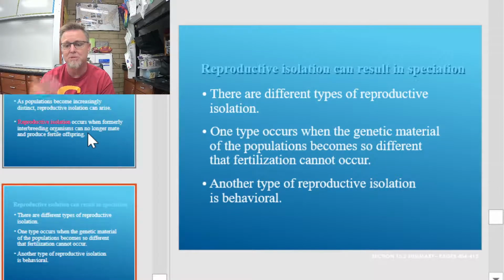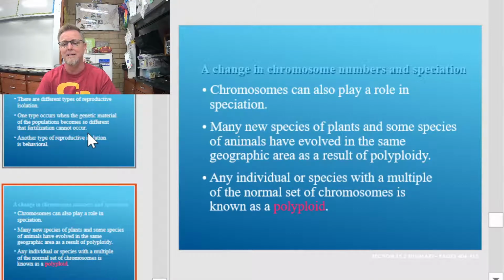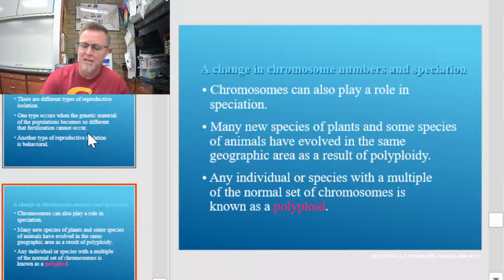One type occurs when genetic material of the populations becomes so different that fertilization cannot occur. Another is behavioral. So if we actually separate these individuals into two different groups and natural selection plays out, and when they come back together, their behaviors are different. The timing of their mating cycles, or, I don't know, the mating dance that the male bird does no longer attracts the female bird. That's reproductive isolation too. Okay. So yeah, this is just different ways populations can change over time.